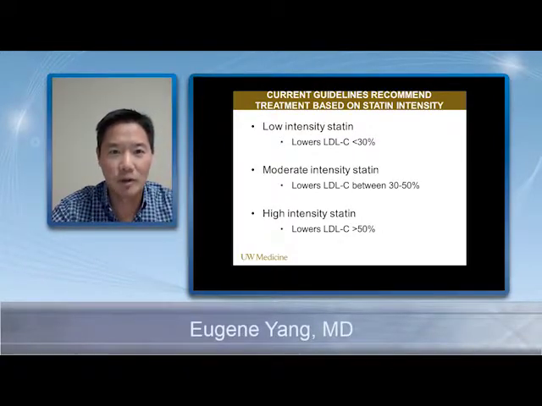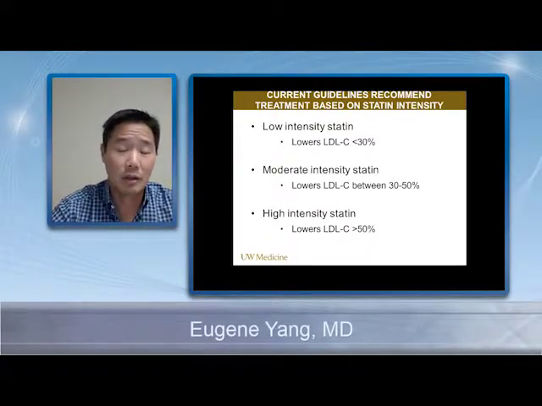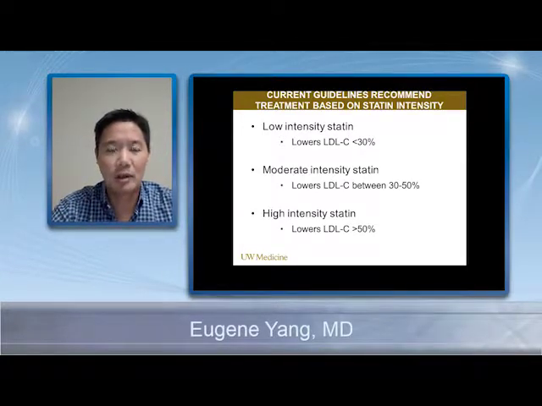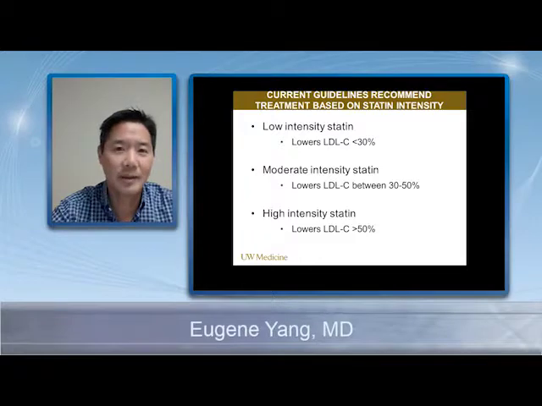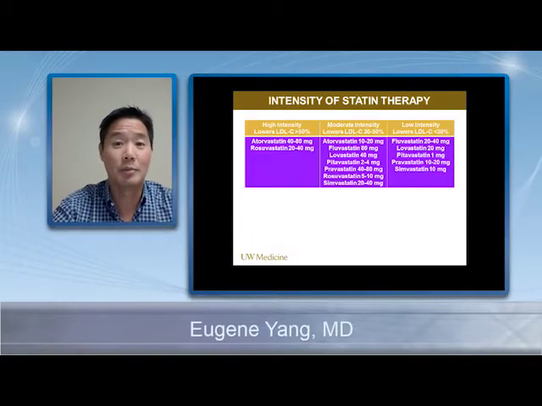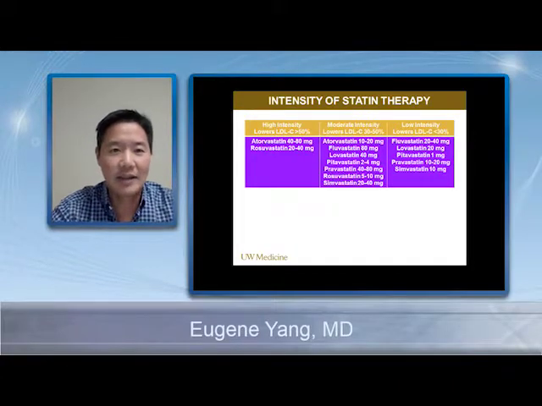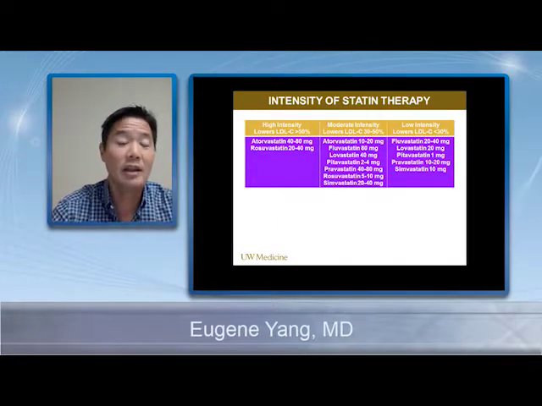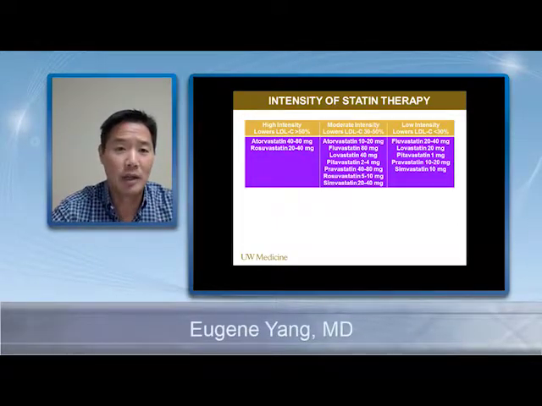Low intensity treatment is a medication that lowers the LDL by less than 30%. Moderate intensity treatment lowers the LDL by 30 to 50%. And high intensity statin therapy lowers the LDL by greater than 50%. And this just highlights the differences in terms of the potency of the different statins that are currently available. And you can see the medications that are the most potent include high-dose atorvastatin and rosuvastatin.